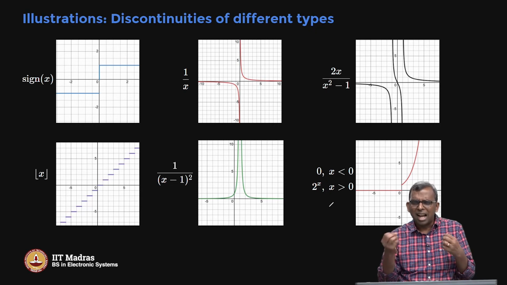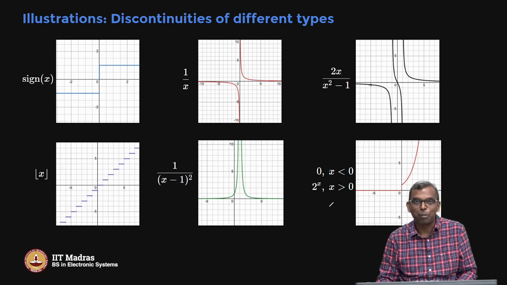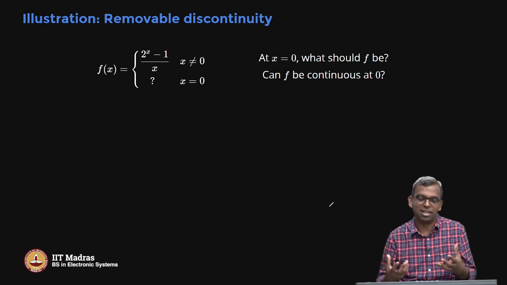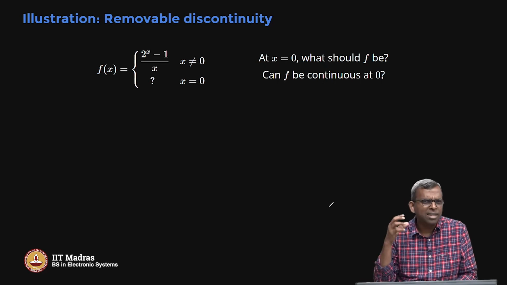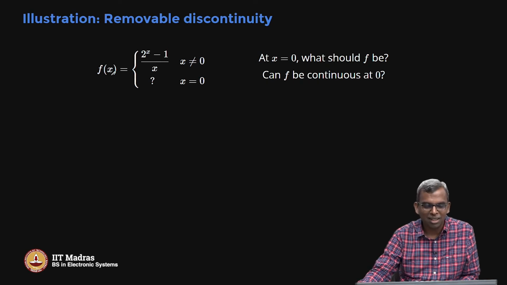Are there other types of devious things which you can't quite see in the graph? Turns out there is. Here is an example of what's called a removable discontinuity, which you don't quite see in the graph, but it is very, very important. Here is a function. Notice I've defined it in one curious way. It's (2 power x minus 1) divided by x when x is not 0. Why should I say x is not 0? Because if x is 0, I can't divide by x, no?